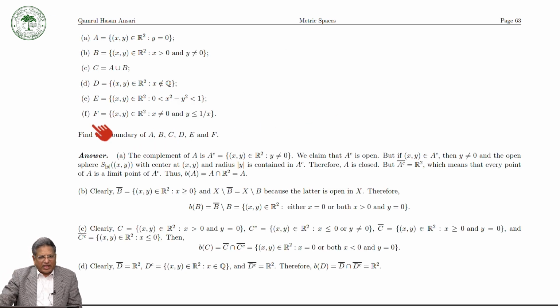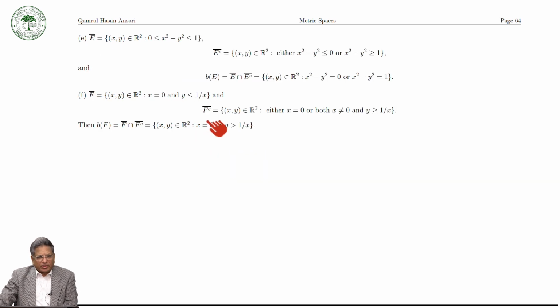So this way you can find the boundary of this set. Now finally let us take F, this last one. Here is the set of all points x, y in R2 such that x is not equal to 0 and y is less than or equal to 1 over x. So again find the closure of this set. The closure of this set is the set of all points x, y such that x is equal to 0 and y is less than or equal to 1 over x. And find the complement of this and its closure. The complement of this and its closure is this set. Then you can calculate the intersection of this and this, which is equal to this set. And this way we can calculate the boundary of a set.